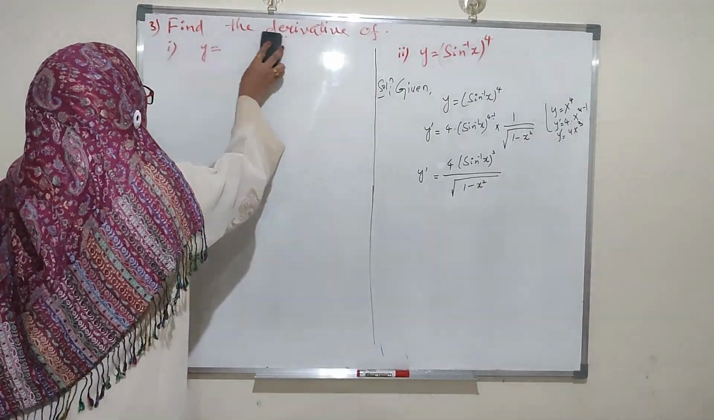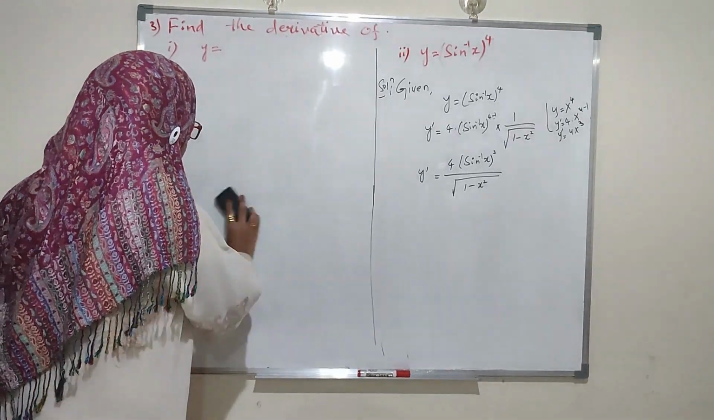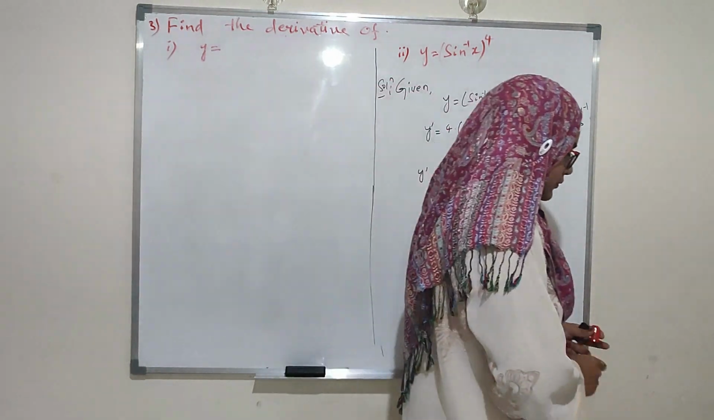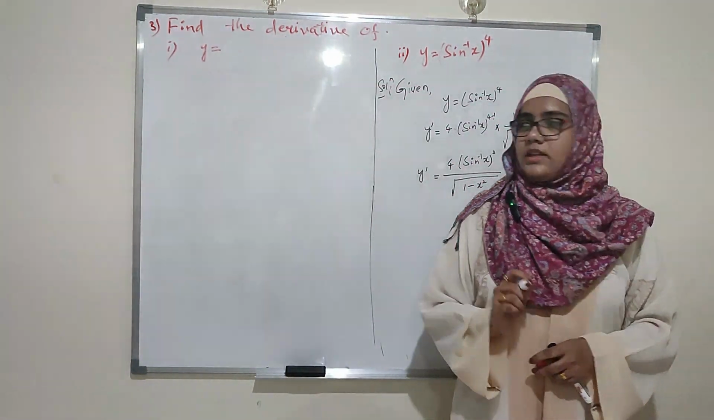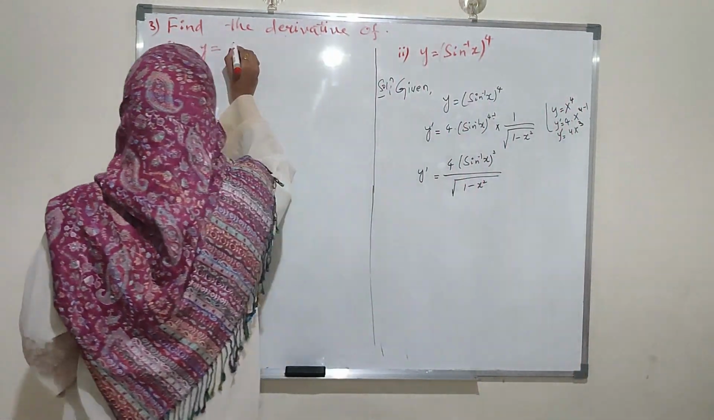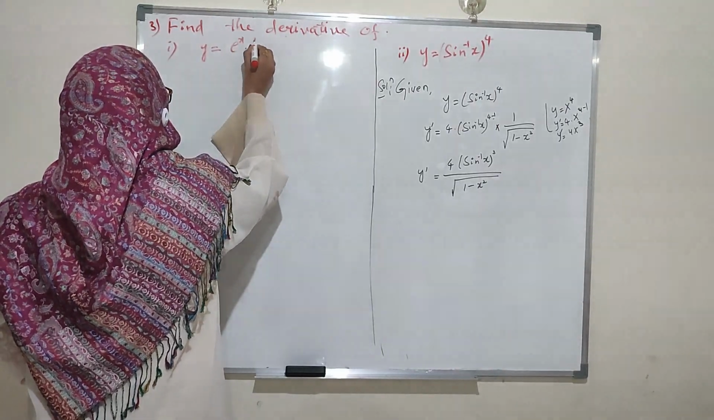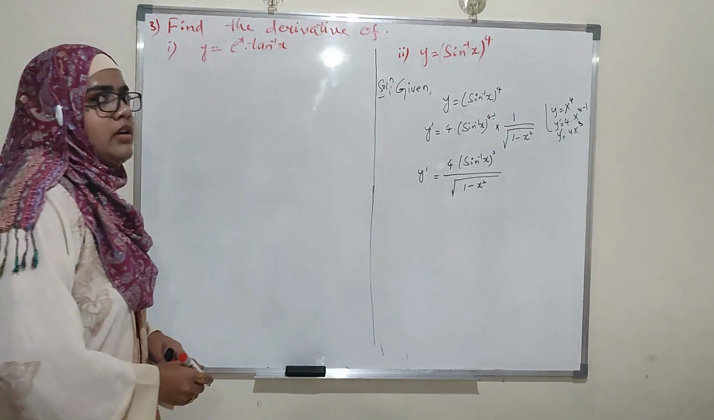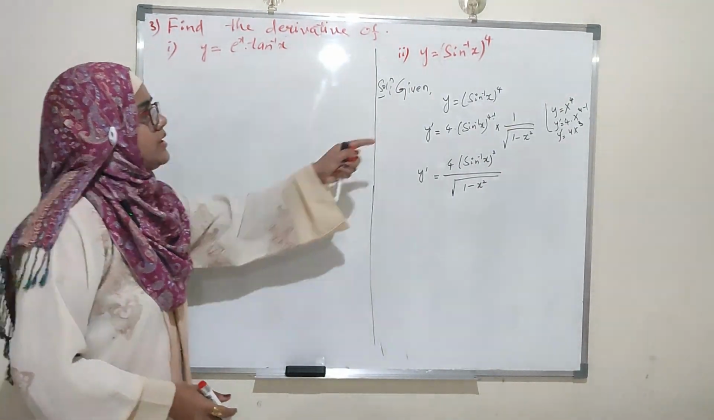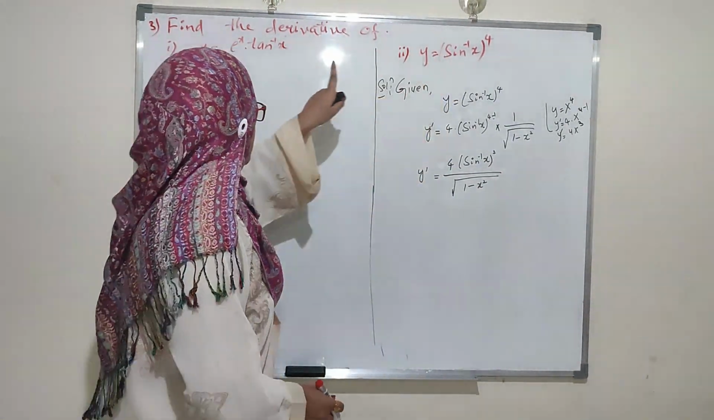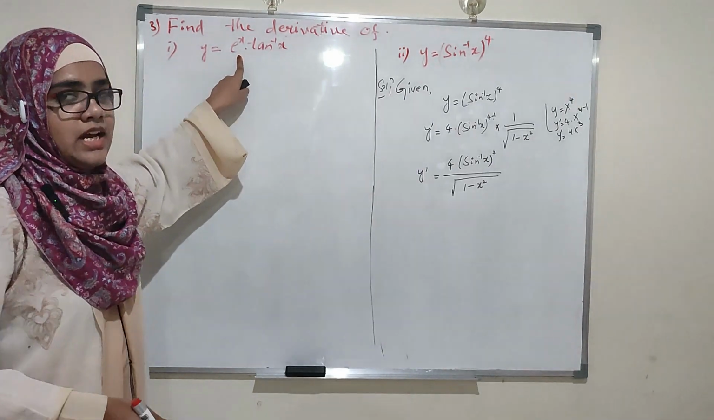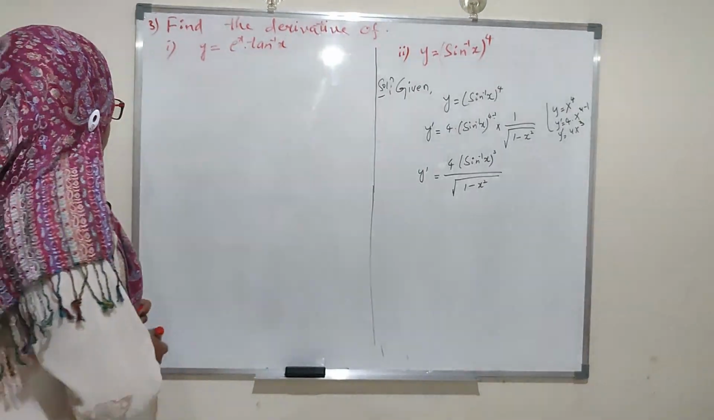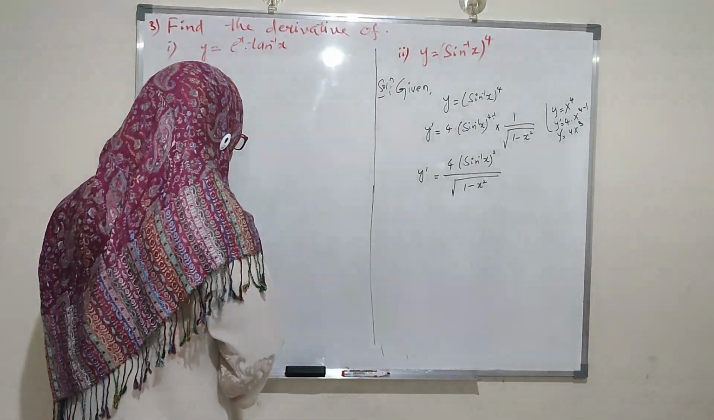y is given to you as e raised to power x tan inverse of x. Earlier we had just inverse trigonometric functions. Here we have two functions, one is exponential, another one is inverse trigonometric function. Now write down the solution.